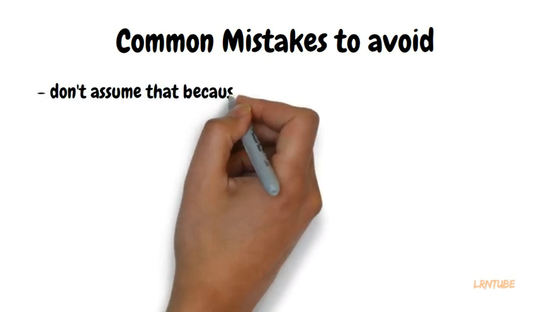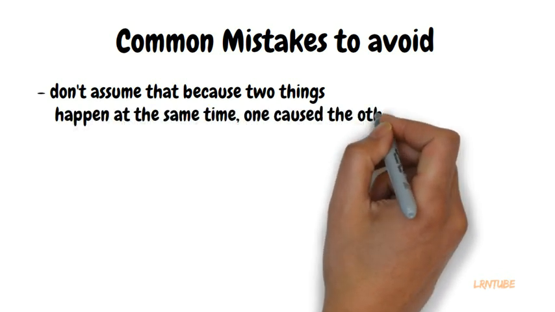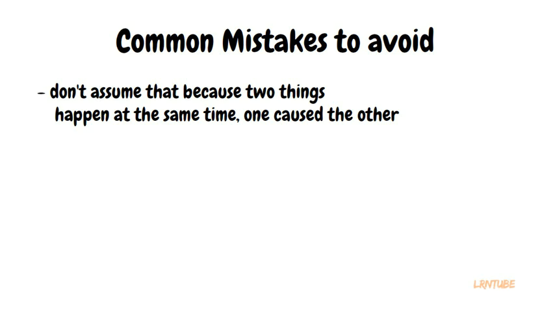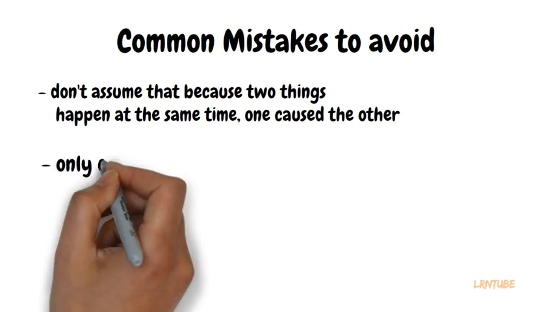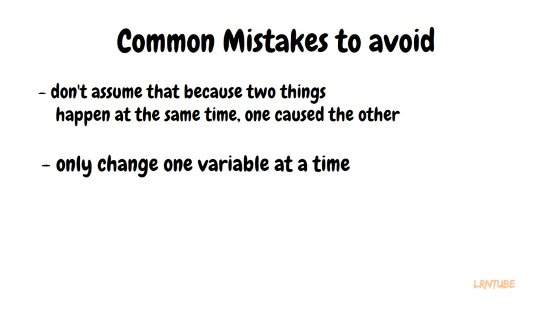First, don't assume that because two things happen at the same time, one of those things caused the other. This is confusing correlation with causation. Another common mistake that you should avoid: always be sure to only change one variable at a time. If you change both temperature and moisture level, for example, in our bread experiment, you won't be able to know which one is responsible for the result. So make sure you always test for temperature first, then test for moisture level, testing a single variable at a time.